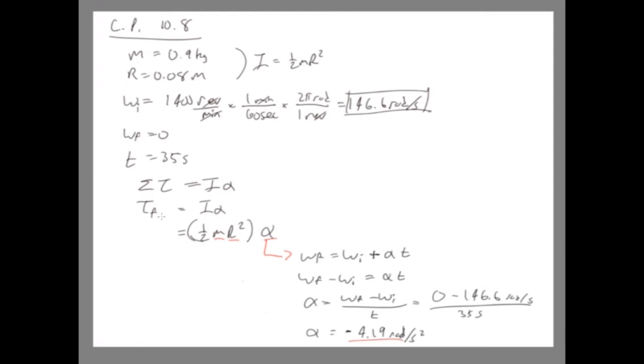So we can take that value for alpha and plug it back in to solve for the torque. Putting all of our numbers in, torque of friction is 1/2 times 0.9 times 0.08 squared times negative 4.19, and the total value is negative 0.012 Newton meters. And we recognize that for torques it should be a force times a distance, so that's the easy way for us to find the units.